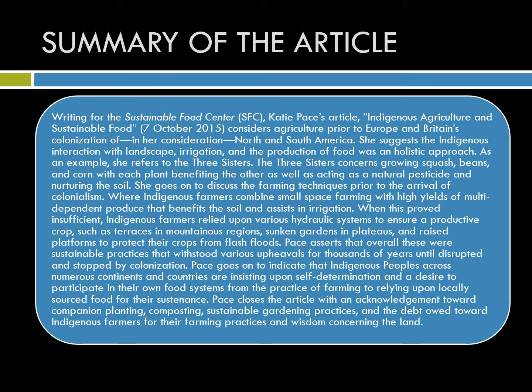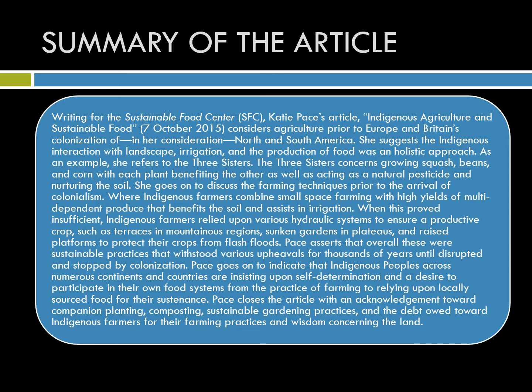So the summary of the article, and I'm just going to quickly read off of the slide. Writing for the Sustainable Food Center, SFC, Katie Pace's article, Indigenous Agriculture and Sustainable Food, and then I provide you with the date, considers agriculture prior to Europe and Britain's colonization of, in her consideration, North and South America. She suggests the indigenous interaction with landscape, irrigation, and the production of food was a holistic approach. As an example, she refers to the Three Sisters. The Three Sisters concerns growing squash, beans, and corn, with each plant benefiting the other as well as acting as a natural pesticide and nurturing the soil.